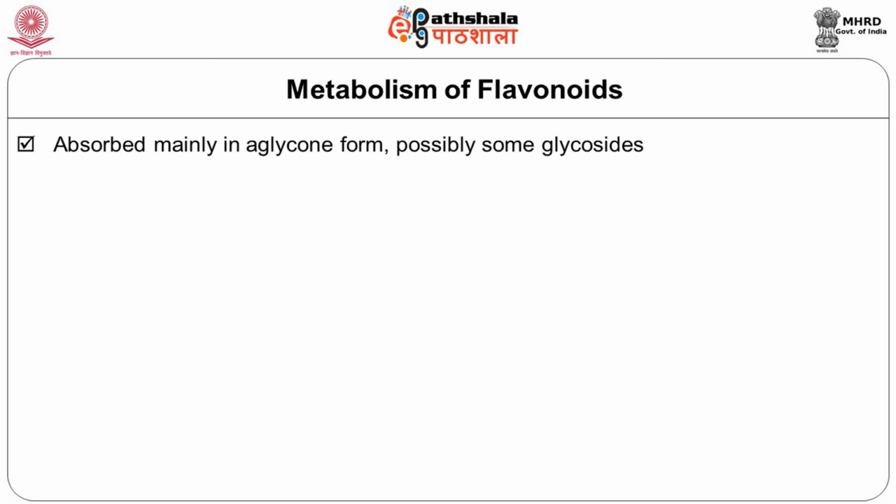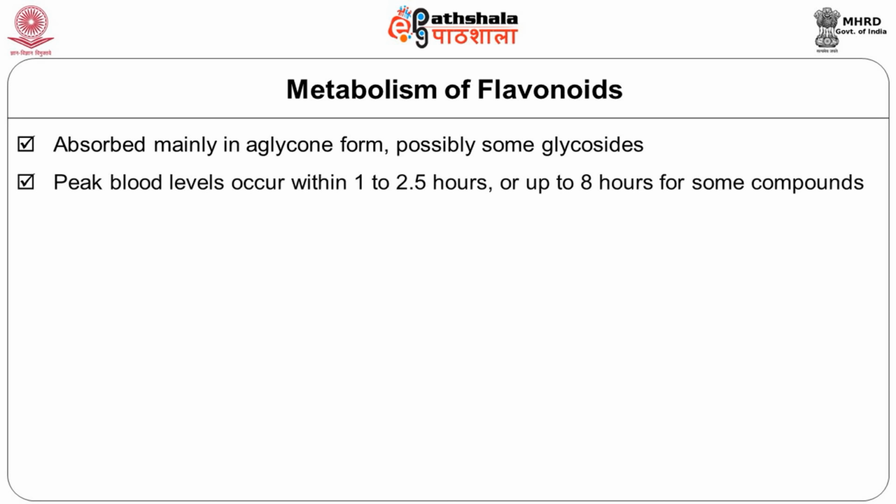Peak blood levels occur within 1 to 2.5 hours, or up to 8 hours for some compounds. But basically, peak blood levels of polyphenols, particularly the flavonoids, occur within 2 hours. Plasma concentration of these flavonoids will be in the range of 1 to 5 micromoles per liter. They circulate in blood as conjugated metabolites.